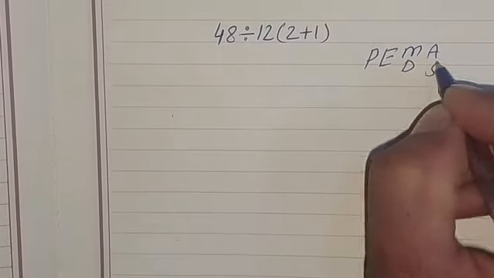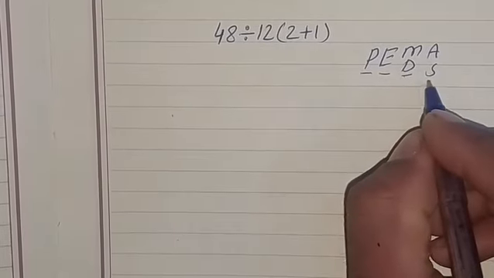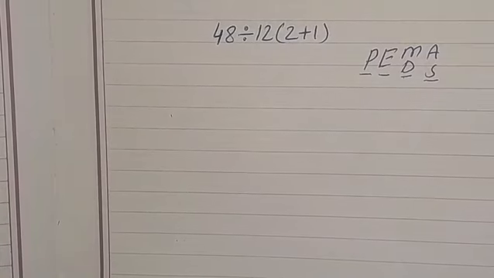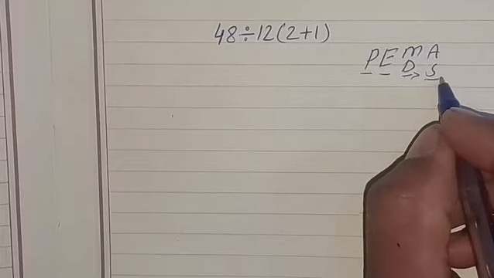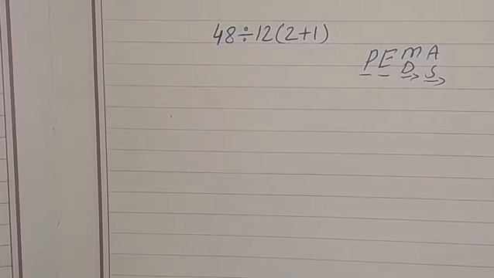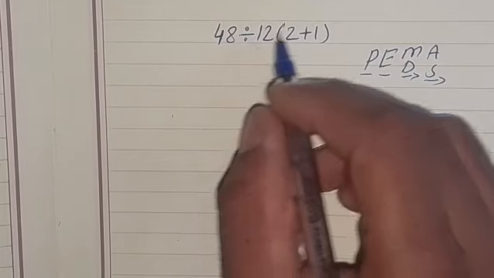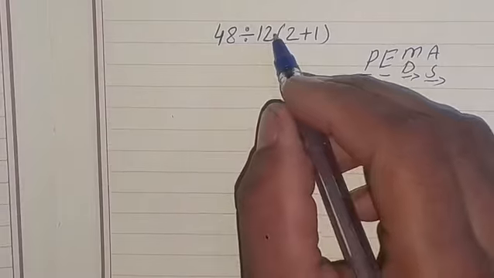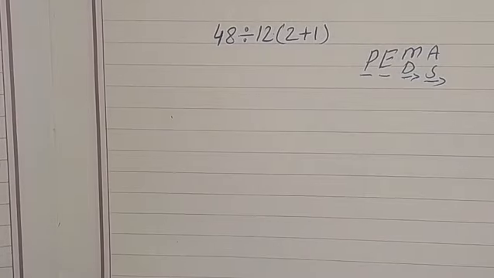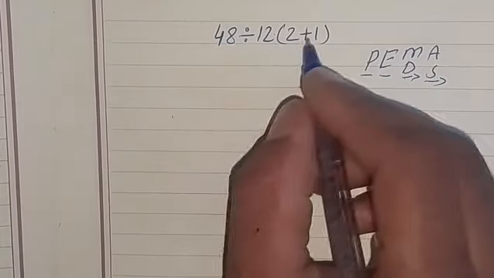According to the PEMDAS rule, first we solve parentheses, then exponents, then multiplication or division, and then addition or subtraction. Multiplication or division we solve from left to right, and addition or subtraction we solve from left to right. Now we have one division and one parenthesis here, and here is multiplication. So according to the rule, first of all we solve the parentheses.